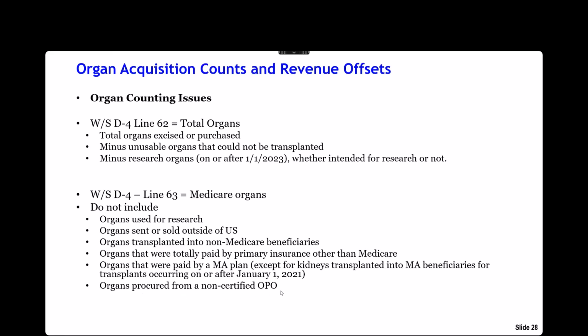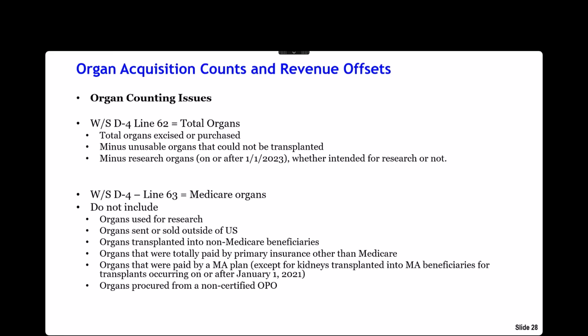Now, just really quickly, one of the changes CMS was initially planning to implement required providers to track if they sold an organ to an OPO and then it ultimately went to some beneficiary in another hospital.